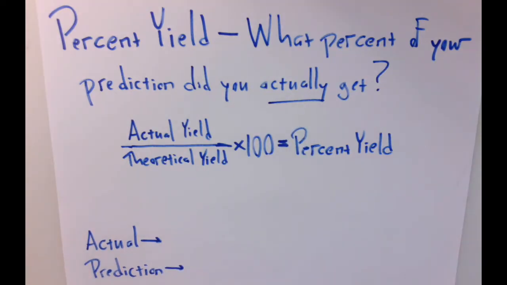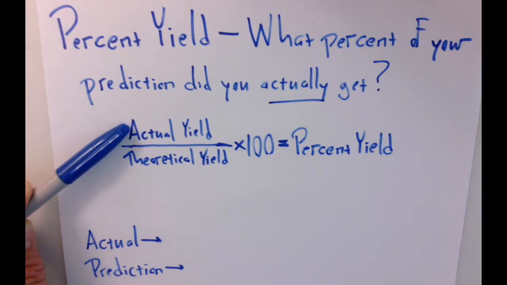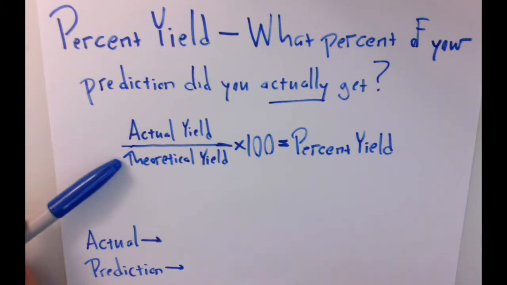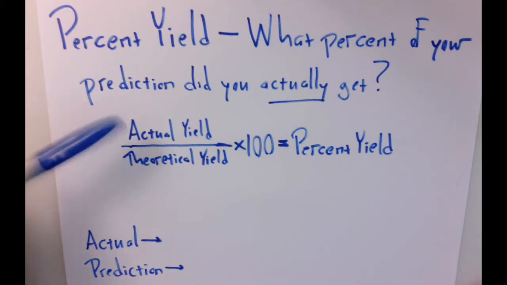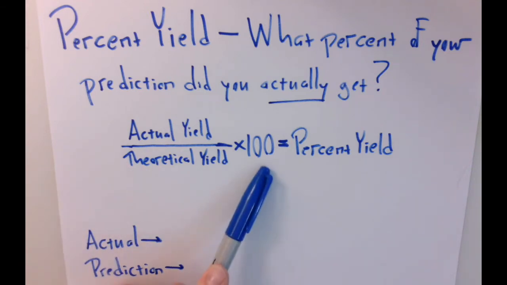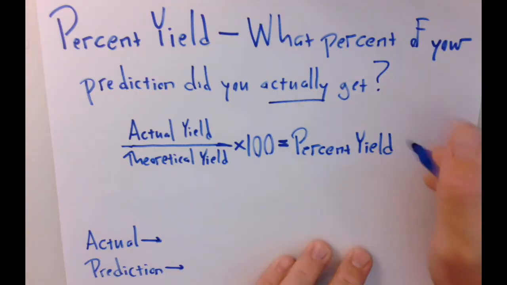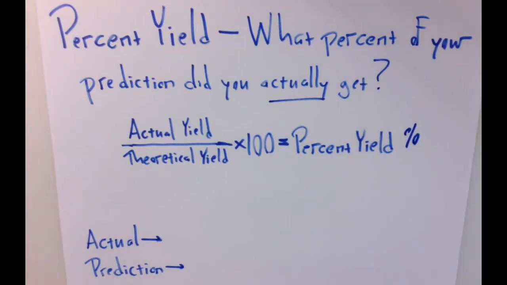It's a percentage. It's the actual yield, meaning what you actually got during the reaction, divided by what's known as the theoretical yield. This is your prediction from your stoichiometry problem. So the actual divided by the theoretical times 100 gives you the percent yield. And it is simply a percentage. What percent of the prediction did you actually get?